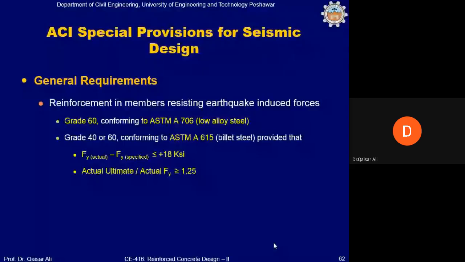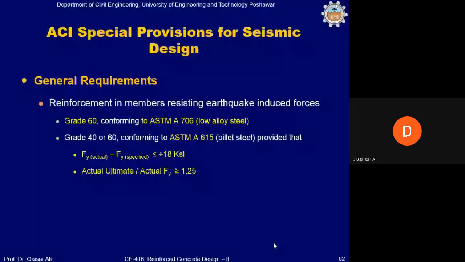If ASTM A615 steel is used in the members of the moment-resisting frame, there are requirements. Number one, the actual yield minus the specified yield shall not differ by more than 18 ksi. This means that if you take a sample of steel from the yard where the steel is stored at the site, test it in the lab, and get your actual yield from the test, then actual yield minus the specified yield, which is 40 or 60, shall not be more than 18 ksi.